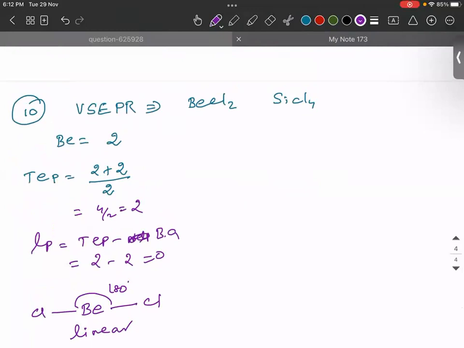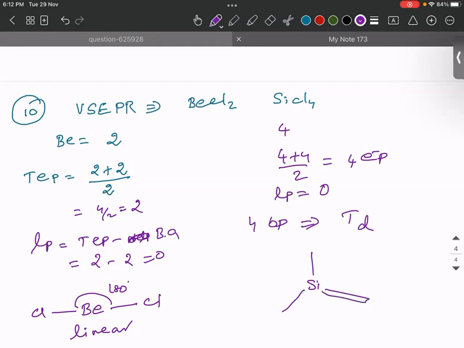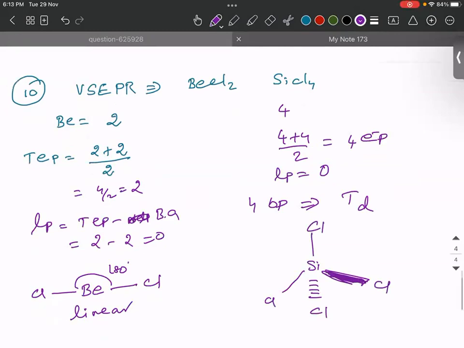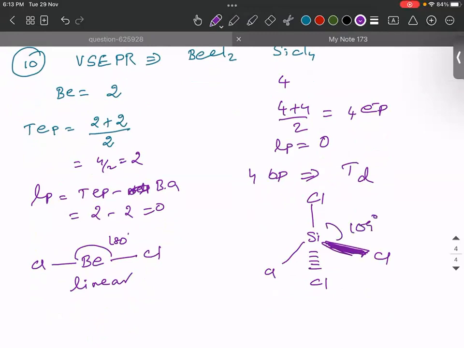So SiCl4, you tell me, valence electron is 4. So 4 plus 4, divided by 2. So you have 4 electron pairs in total. The lone pair becomes 0. So 4 bond pairs. The 4 bond pairs can be arranged as a tetrahedron. So Si, correct? So the bond angle is 109 degree 28 minutes or 109.5 degree. Okay. So this is what you have to write.